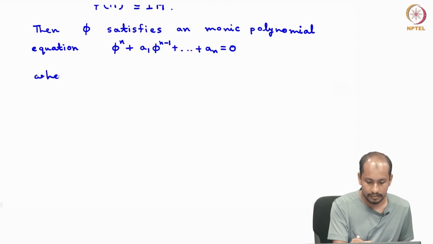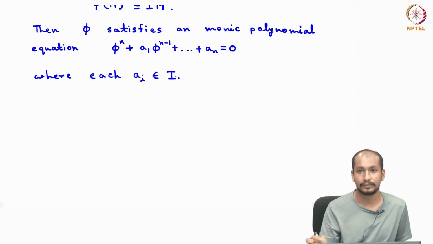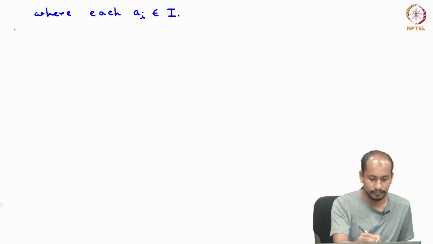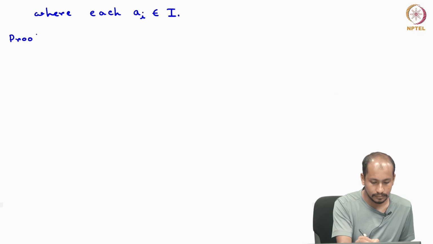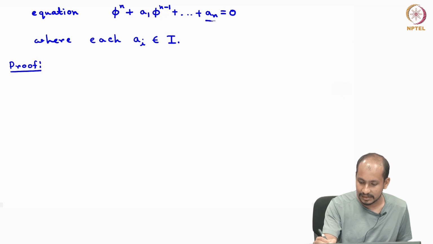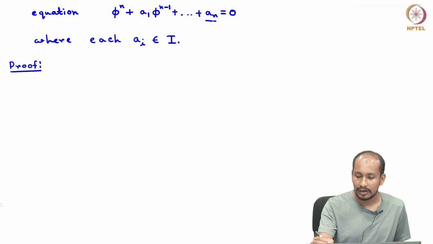where each ai is inside the ideal I. So this is the statement of the Cayley-Hamilton theorem. Now the proof. One thing I want to mention is that this constant term an is nothing but this constant times the identity endomorphism. It is not just the constant term.